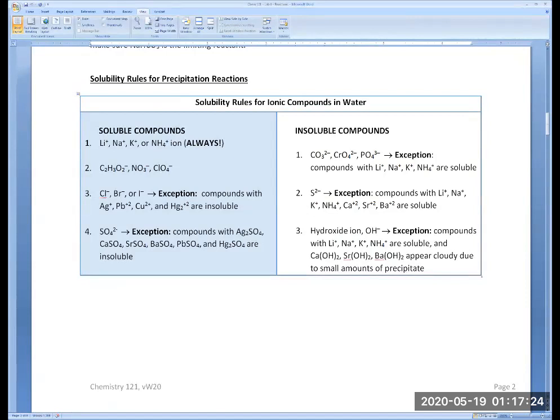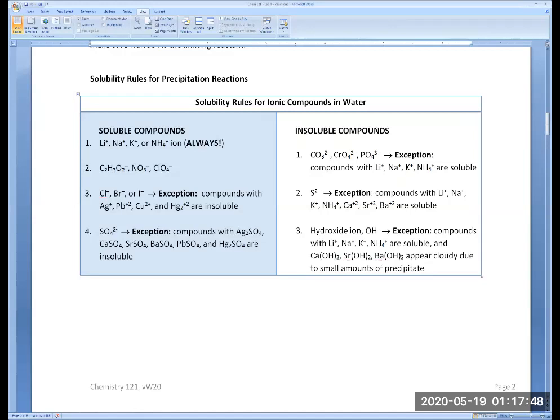Case number 2 here in the insoluble compounds, S negative 2 is the sulfide ion. It makes insoluble compounds except with the alkali metals, Li plus, Na plus, K plus, then the ammonium ion, the calcium, the strontium, and the barium. So all of these will be soluble with the sulfide ion.